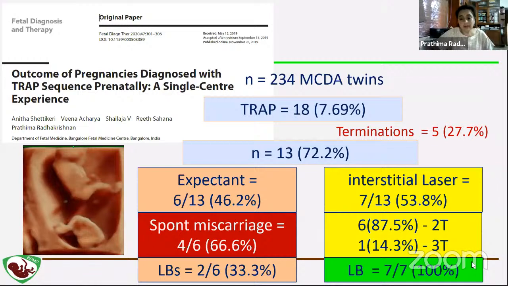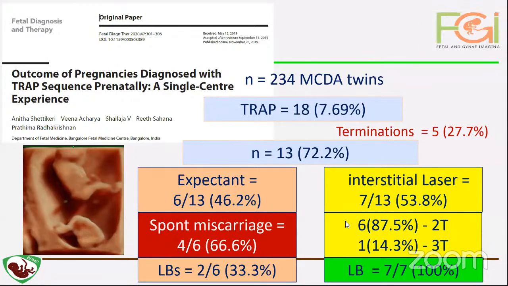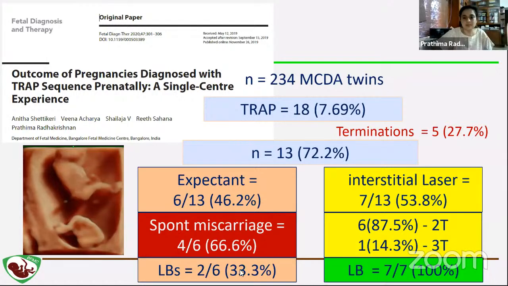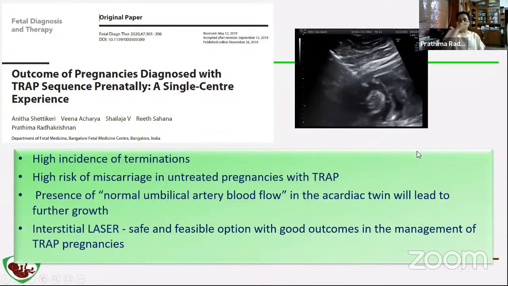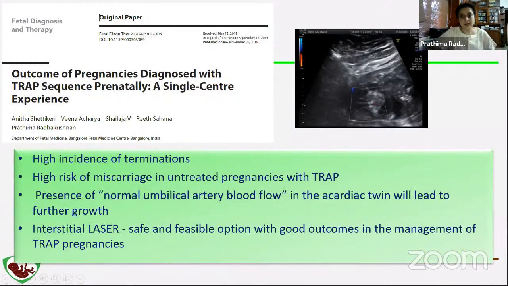Sorry, we had a 100% live birth rate in the ones which had treatment versus a very high loss rate. Only 2 of the 6 babies with expectant management survived, because they all tend to develop polyhydramnios in the early to late second trimester, and then just ended up with miscarriages, which was sad. So the tendency now is to diagnose TRAP early in pregnancy, in the first trimester, and offer them interstitial laser at that point of time.